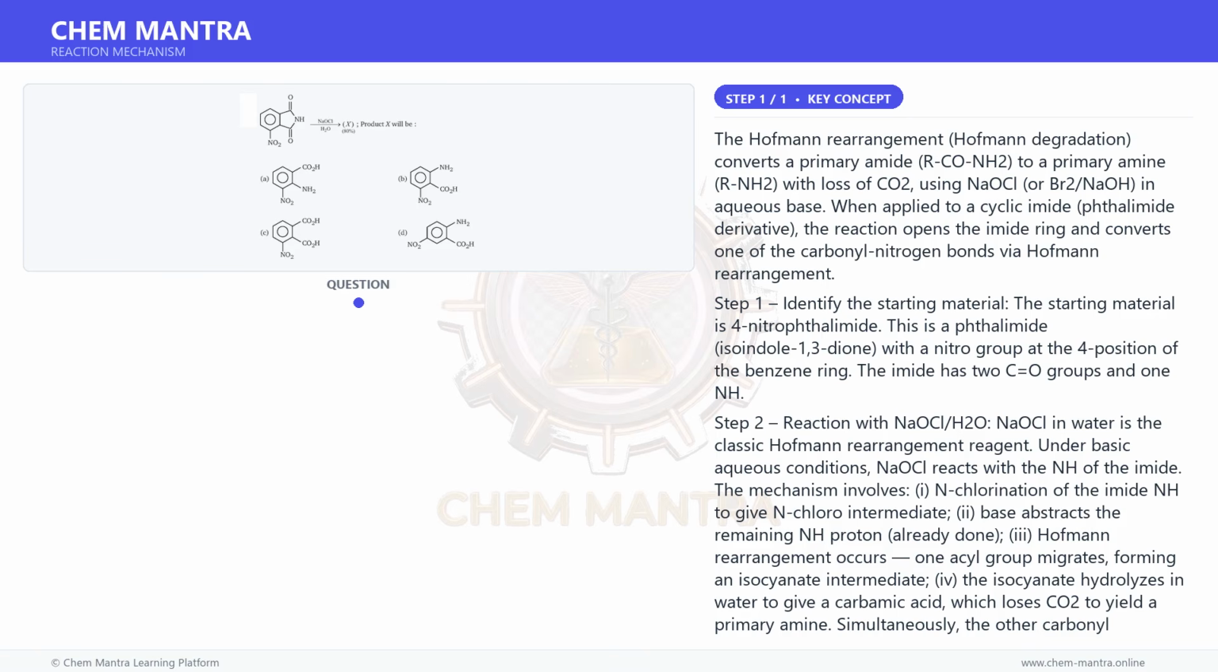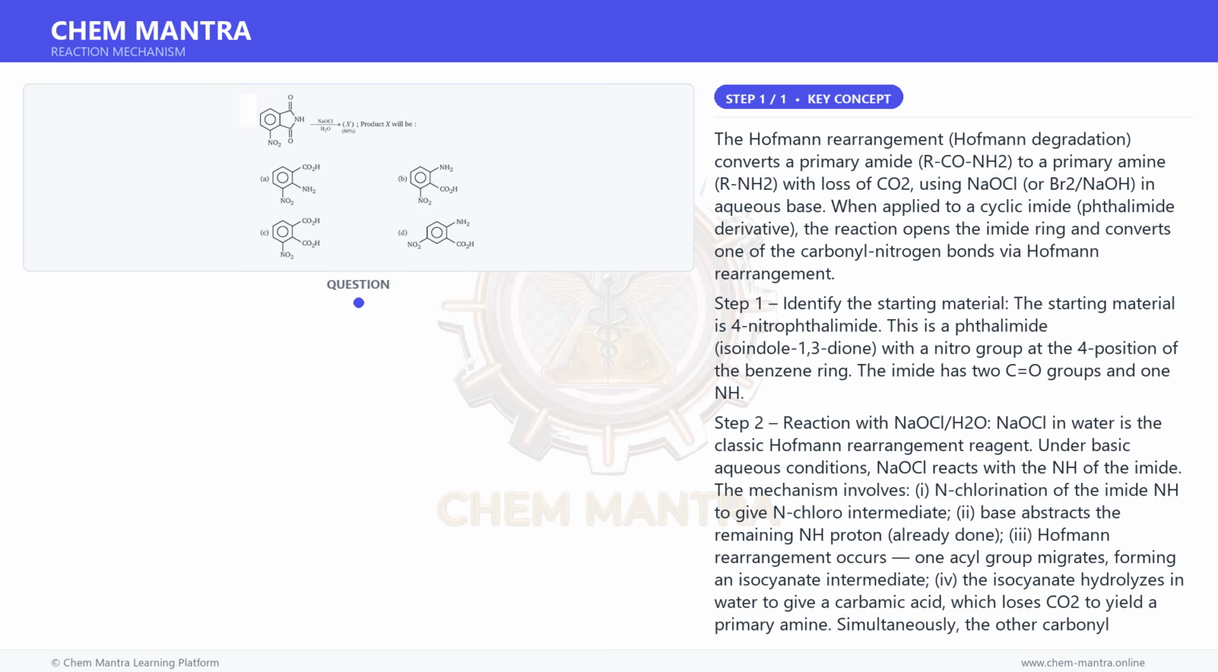The Hofmann rearrangement, Hofmann degradation, converts a primary amide, R-CONH2, to a primary amine, R-NH2, with loss of CO2 using NaOCl or Br2/NaOH in aqueous base. When applied to a cyclic imide, a phthalimide derivative, the reaction opens the imide ring and converts one of the carbonyl-nitrogen bonds via Hofmann rearrangement.